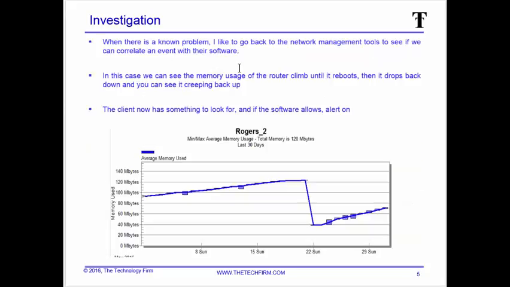So this is where I like to go back to their network management tools, and I want to see if I can correlate any events with what their software might report. And the software was only reporting that it rebooted, which again, it's kind of too late for that. So now we can look at this one report. I was looking at the memory usage report for this router using this software, and it's SolarWinds, by the way. And you can see the memory usage climbs, and then boom, down it comes. This is when it rebooted, or was rebooted manually, and then you can see it creeping up again. So it just seems to be consuming memory until it dies.